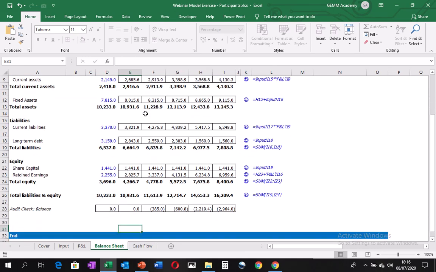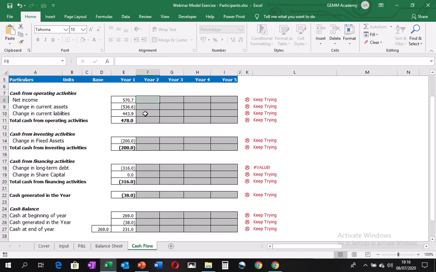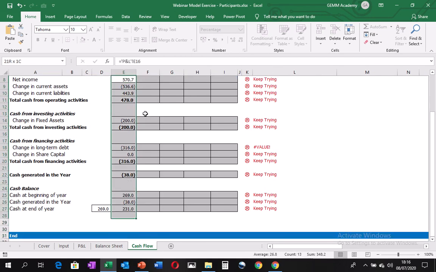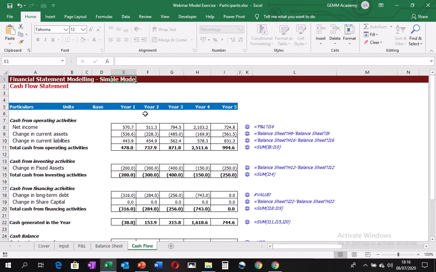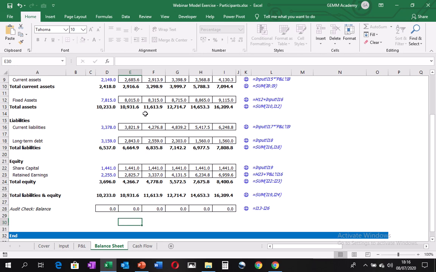Now you see that my balance sheet is not balancing, but then let's go to replicate the cash flow. So for the cash flow as well, highlight everything, shift forward arrow, Ctrl R. So having done this, your balance sheet should then balance. So you can see that our balance sheet is now in agreement for those years.